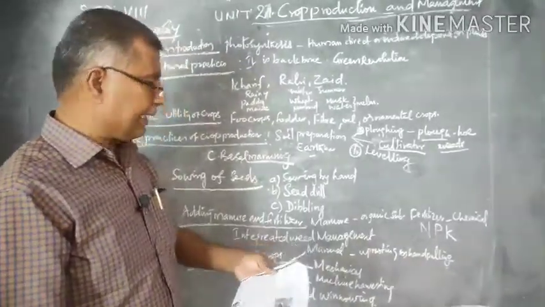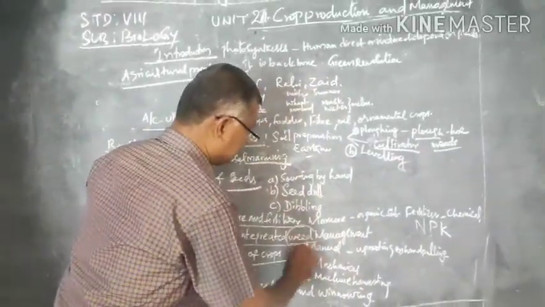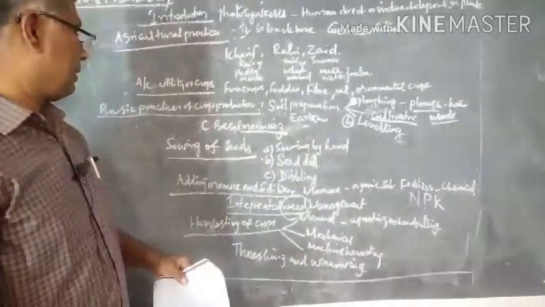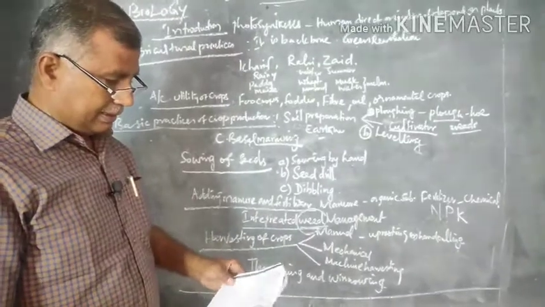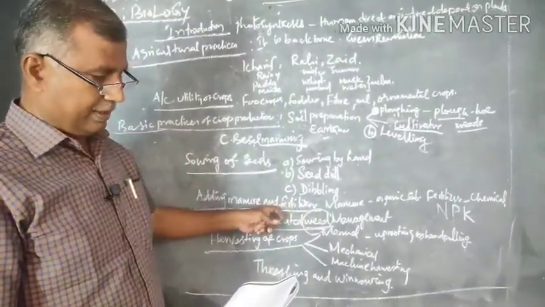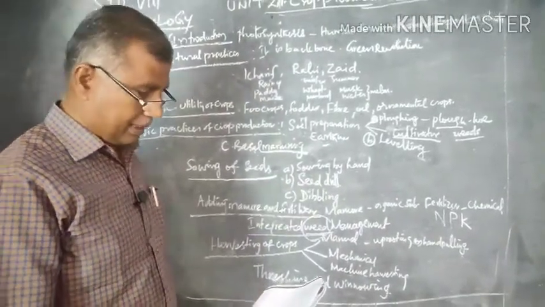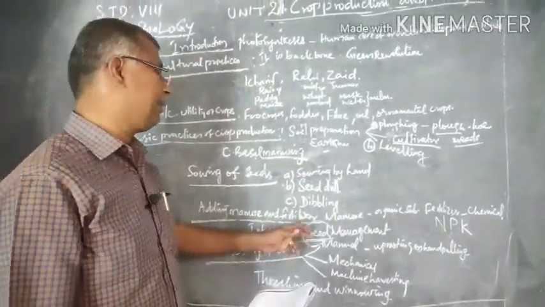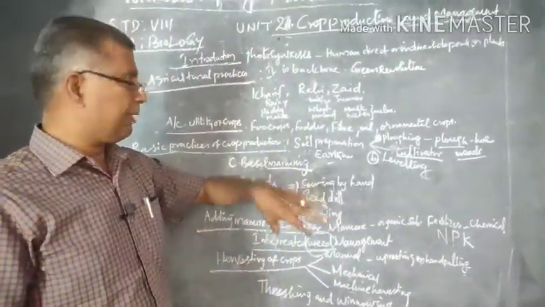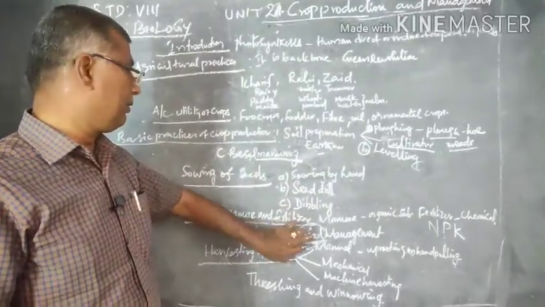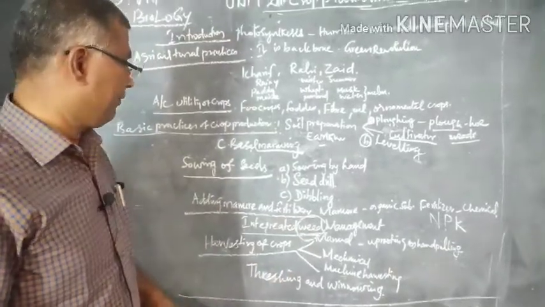Understand? So, integrated weed management. So, weed means unnecessary plants which are present in the field. We are called as weeds. So, we are integrated to remove the weeds by means of mechanical, biological, cultural, and chemical methods, included integrated weed management. So, either way, we must remove the weeds.